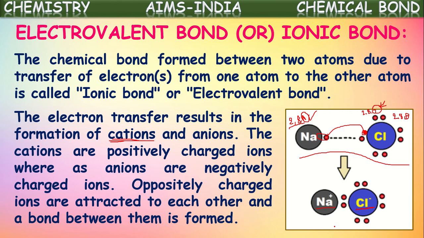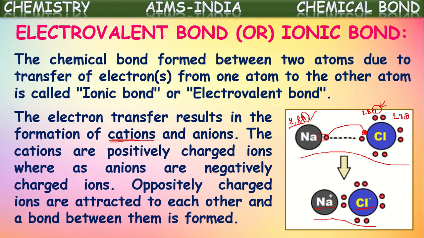That attraction formed between the oppositely charged ions, which are formed by the transfer of electrons from one to another, is called ionic bond. Because of that attraction between these two, they will be held together. That attraction is called here ionic bond.